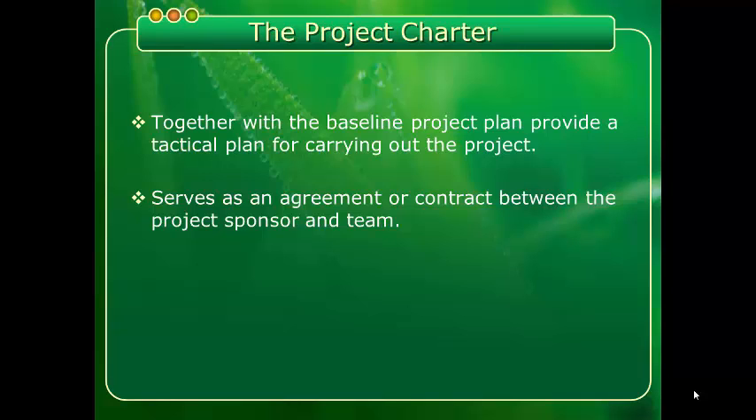Then let's go to the project charter. As it says, together with the baseline project plan, it provides a tactical plan for carrying out the project. Tactical, we're talking about step-by-step. The second one is it serves as an agreement or contract between the project sponsor and team. So the project charter somehow acts as a mediator between the project sponsor and the team.